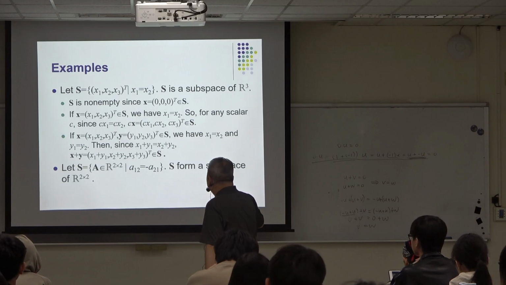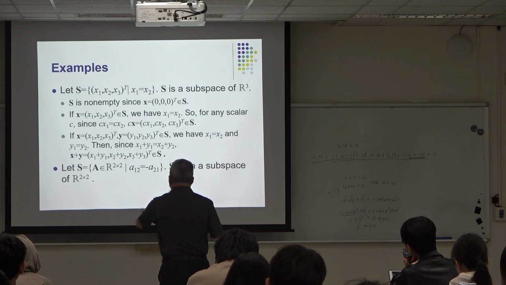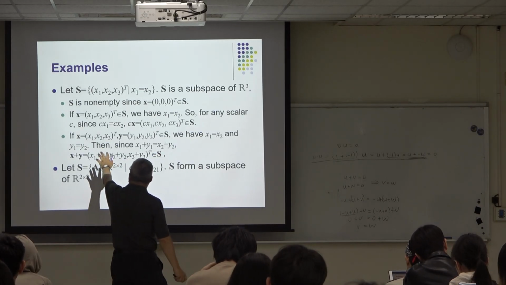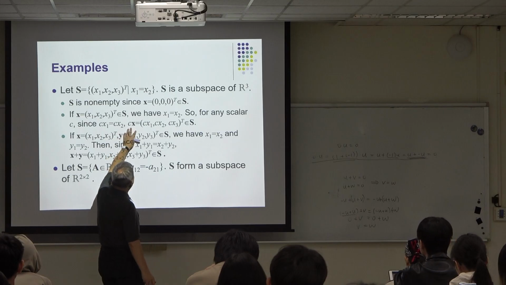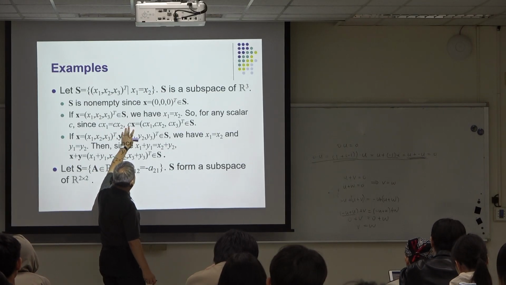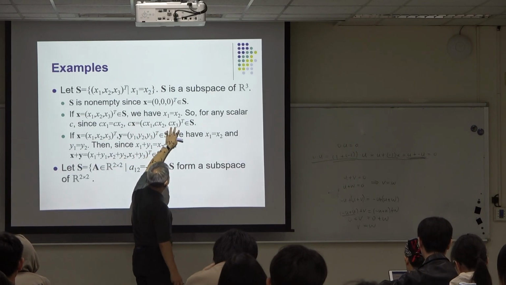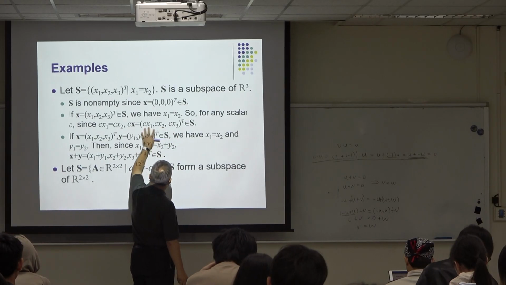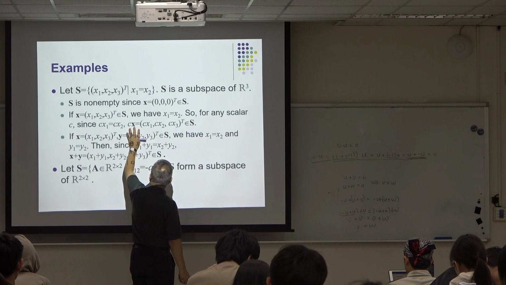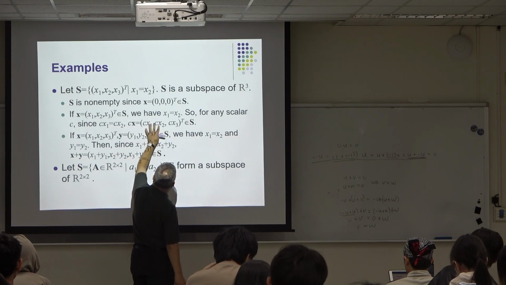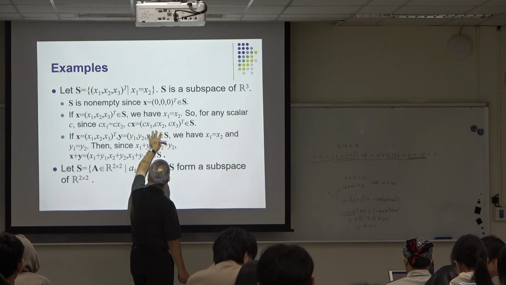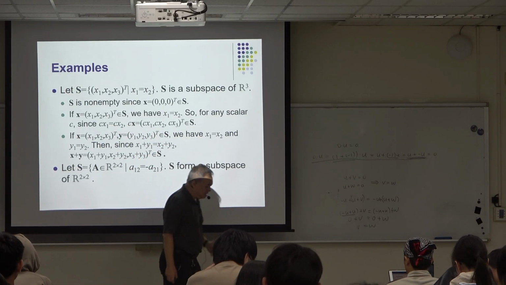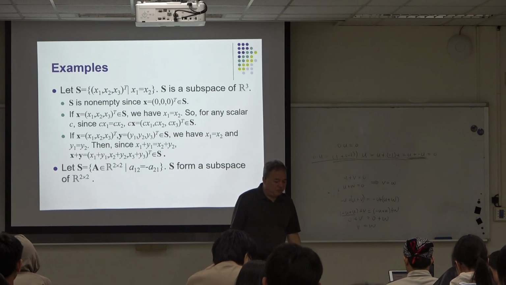Then if you have x = (x1, x2, x3), we have x1 equal to x2. For any scalar c, in other words, you multiply x by c to get (cx1, cx2, cx3). Obviously cx1 equals cx2, right? So the resulting cx must fall into this S as well.